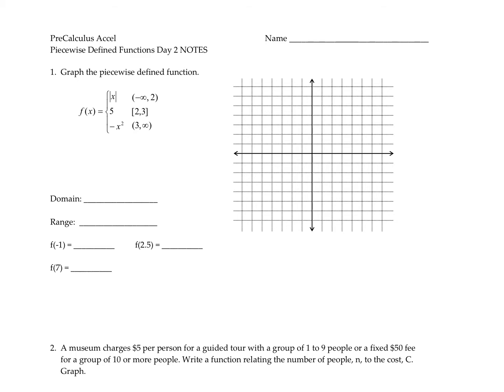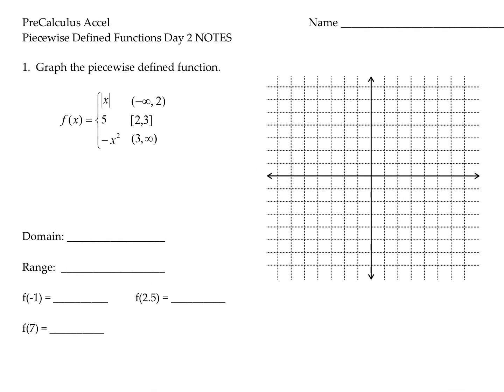So for the first equation, it's an absolute value equation, and it's true between negative infinity and 2. So an absolute value equation is a v-shaped function, and this is going to be a one-to-one function. So if I start at 0, 0, it's going to go up 1 over 1 on each side with an open circle at 2. And it goes from negative infinity to 2. So it's going to come in and then stop at 2 with an open circle.